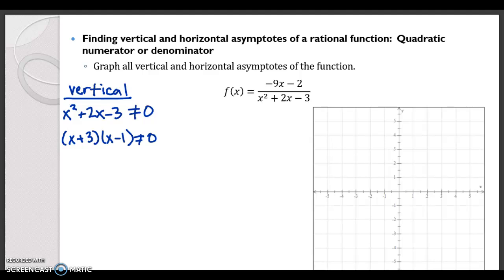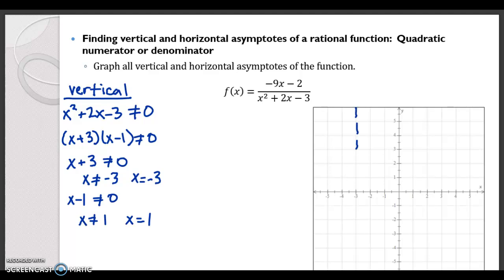So if x plus 3 equals 0, then we'll get 0 in the denominator. So x plus 3 cannot equal 0. And x minus 1 cannot equal 0, which means x cannot equal negative 3 and x cannot equal 1, right? That's how we found the domain. These, x equals negative 3 and x equals 1, are the equations for my vertical asymptotes. So in this case, I have 2. I'm going to have 1 at x equals negative 3. So there's my vertical asymptote. And I'm going to have another one at x equals 1. Like this.